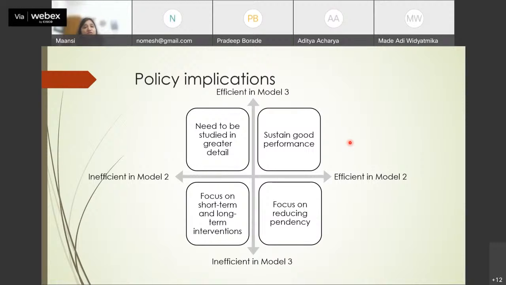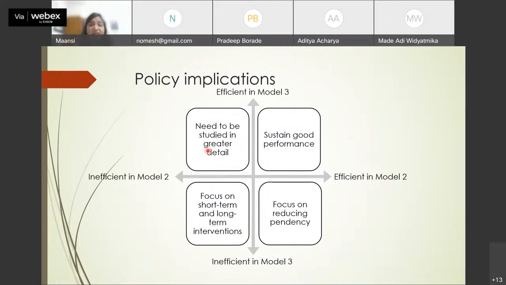So they need to continue their good performance, put better performance checks in place to enable sustained good performance, and they can act as peers for the inefficient courts so that the inefficient courts can learn from them and adopt their policies and practices to improve their performance.